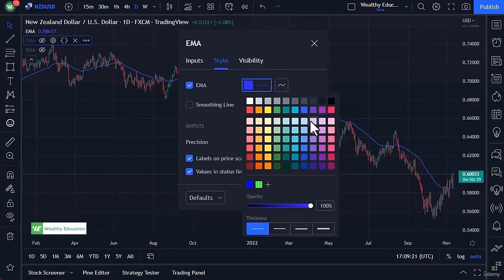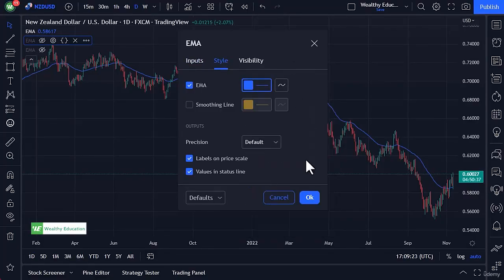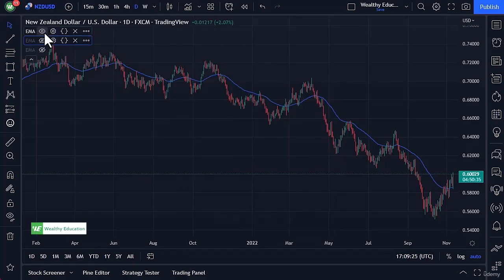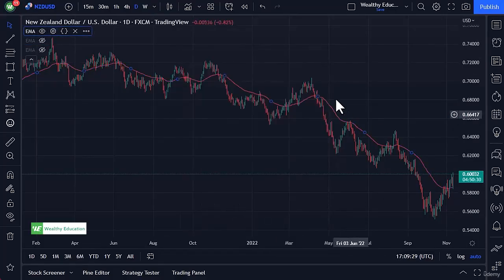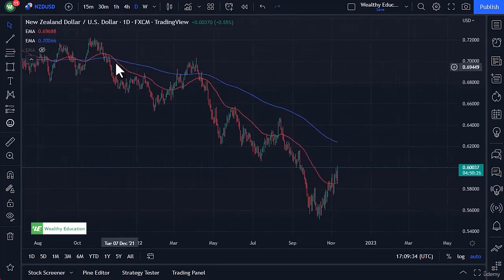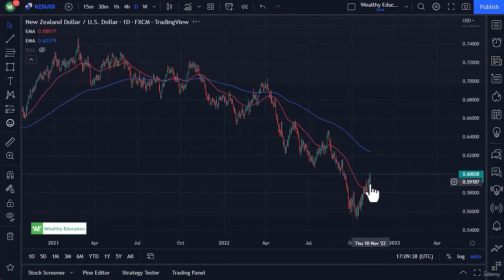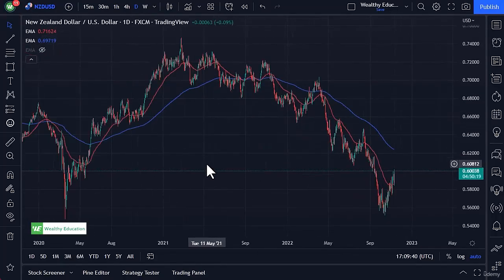So let's make the 200, actually let's make the 200 blue. Let's make the 50 red because it's quicker. So there's the 50. And let me release the blue. And you can see how the longer term trend is definitely to the downside as well, although the 50 is starting to turn higher. They quite often are used as dynamic support and resistance, not always. And it's just a general guideline.